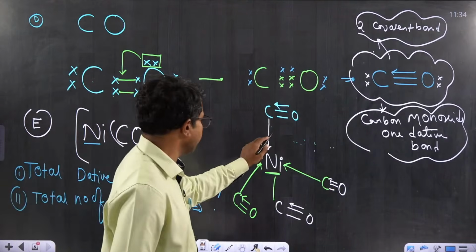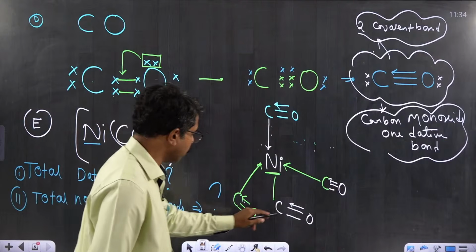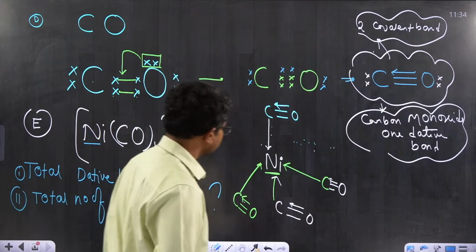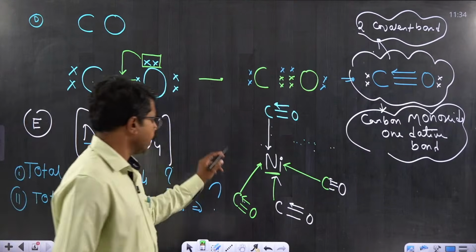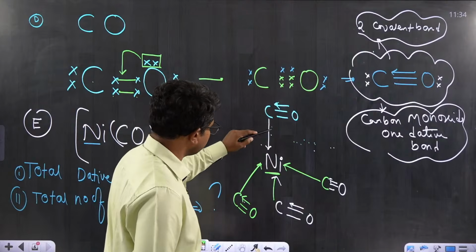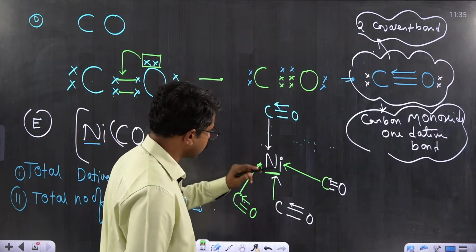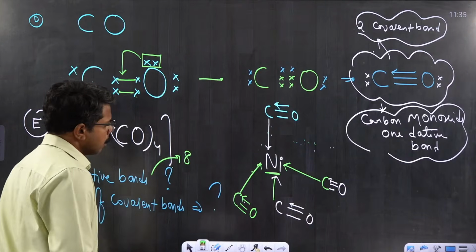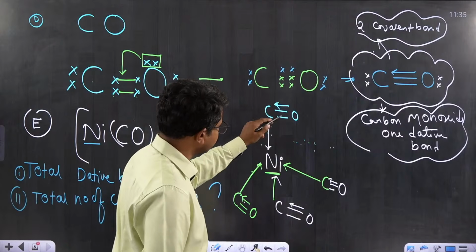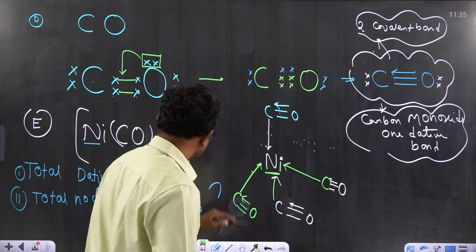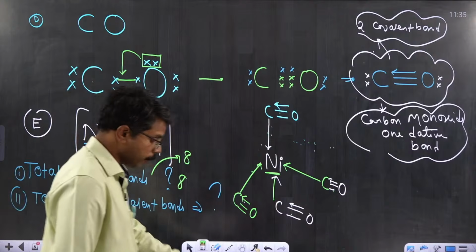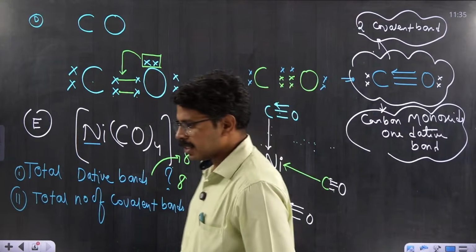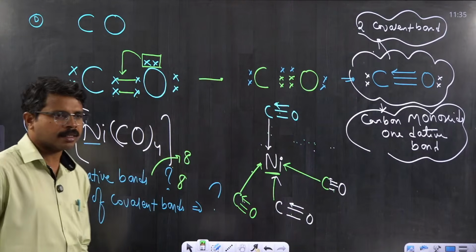Now this is again a dative bond, and here it is a dative bond and a dative bond. How many dative bonds do we have? Totally, number of dative bonds: 1, 2, 3, 4, 5, 6, 7, 8 dative bonds I have. How many normal covalent bonds do we have? 2 here, 2 and 2 and 2. Total number of covalent bonds are 8. I hope this point is clear. Here number of dative bonds is 8 and number of covalent bonds is also 8.